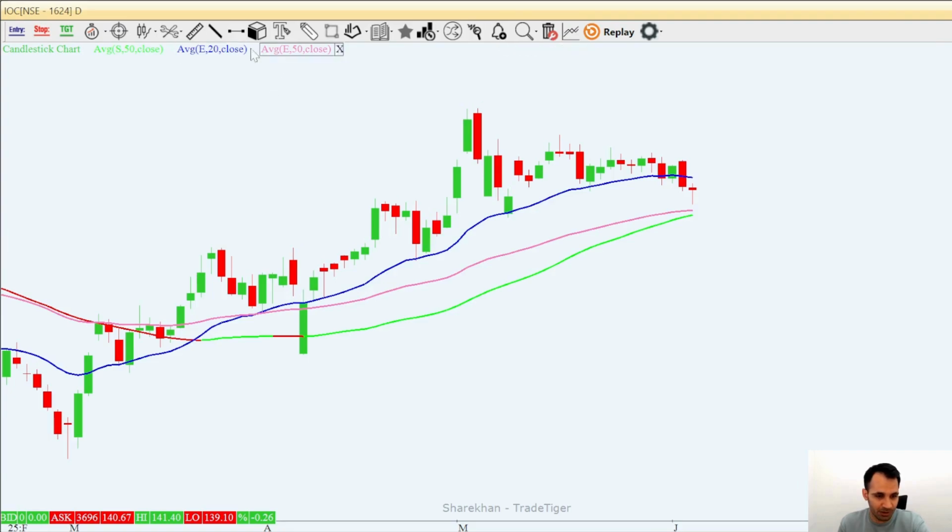So for example, here I can see there was a good demand zone and price was coming to the EMA. Which means it gives me more confidence that price will definitely move up from here rather than going down by crossing the EMA20. So that's what is happening. So that's how you can use it.